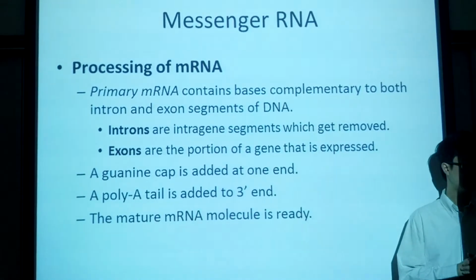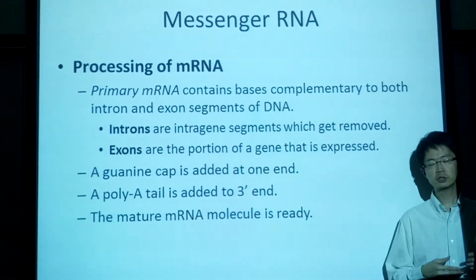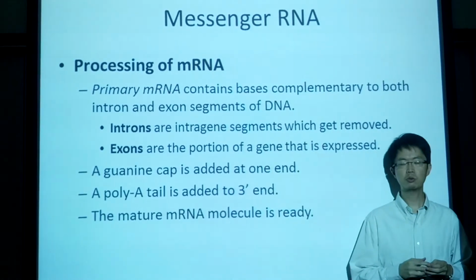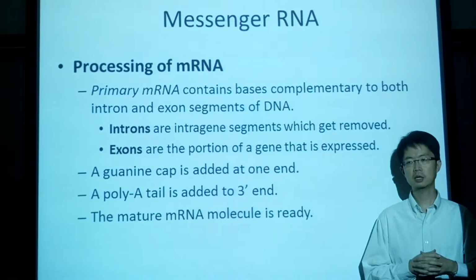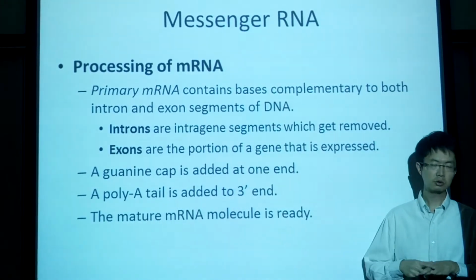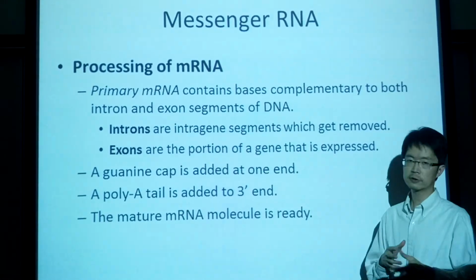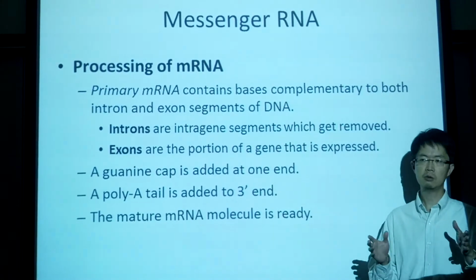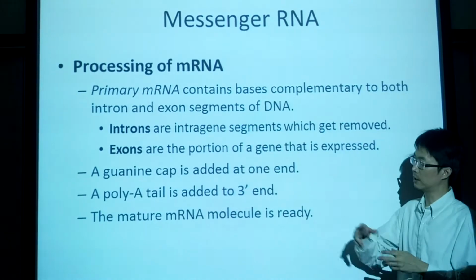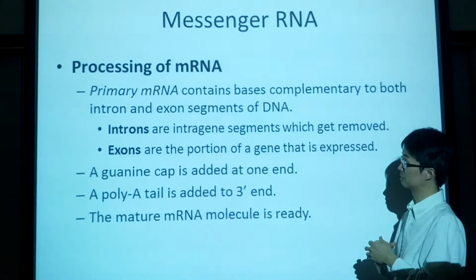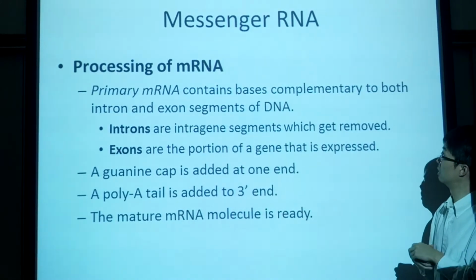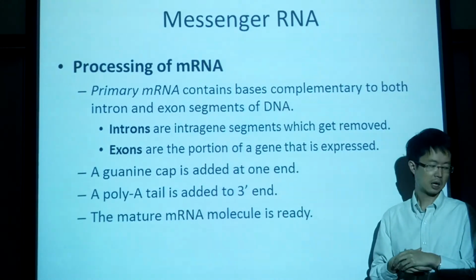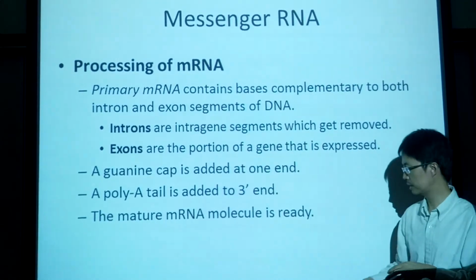So, messenger RNA. After we make the messenger RNA, after the transcription, what happened? The messenger RNA that we made from transcription is not finalized yet. We need to have some processing or modification to it. The messenger RNA that came right out from transcription, we call that primary messenger RNA, or precursor messenger RNA. Many textbooks call it pre-mRNA.